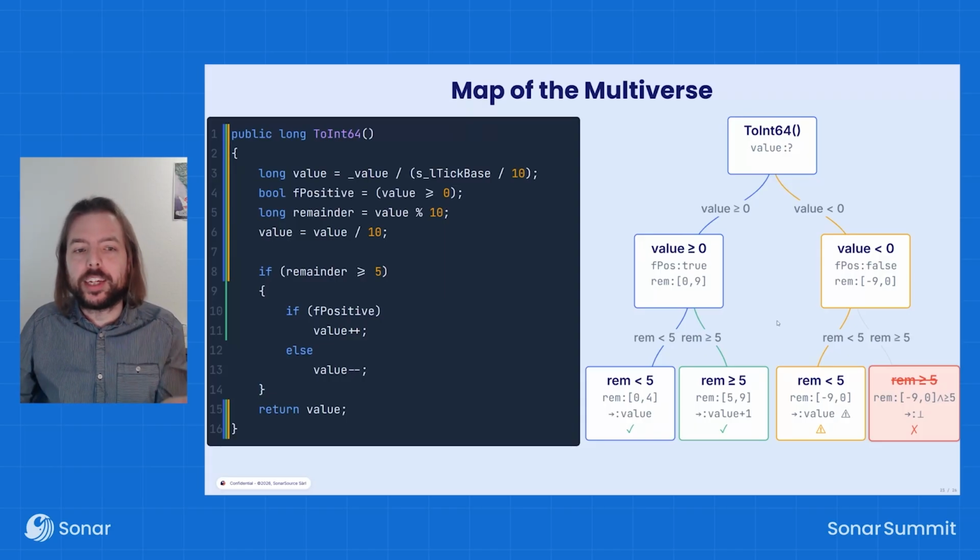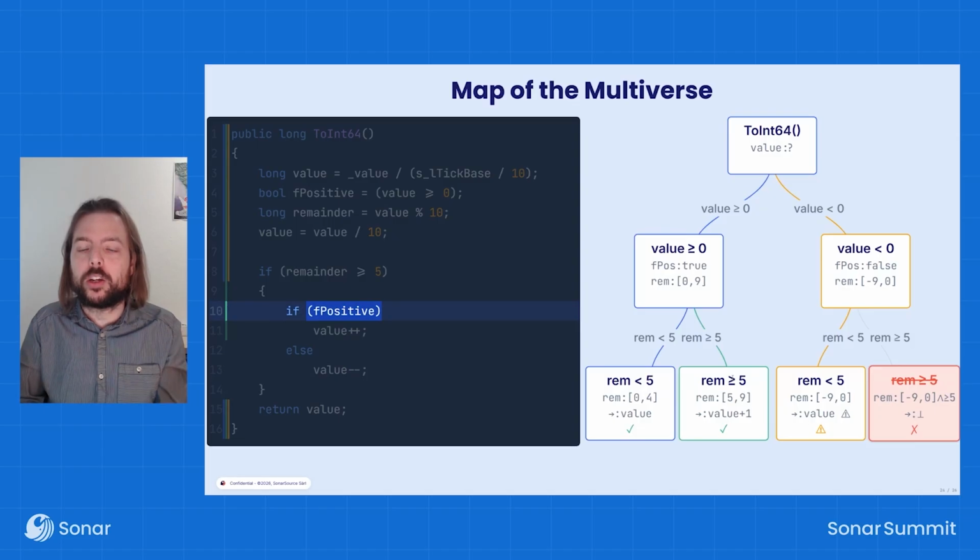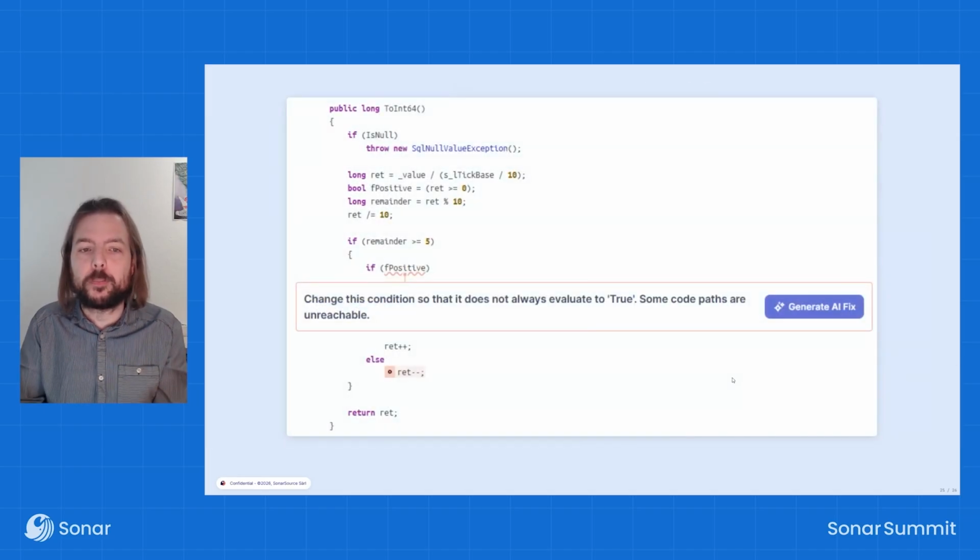So what it does is it takes a look at the condition at line 10 and says, in each of the universes where this line was reached, which was only one, and in this universe, well, the result was true. There is not actually a point in having this condition in the first place because, well, it will never be false. There's no point in having this. And that's exactly what the analyzer is pointing out. It's saying, change this condition so it does not always evaluate to true. Some code paths are unreachable.